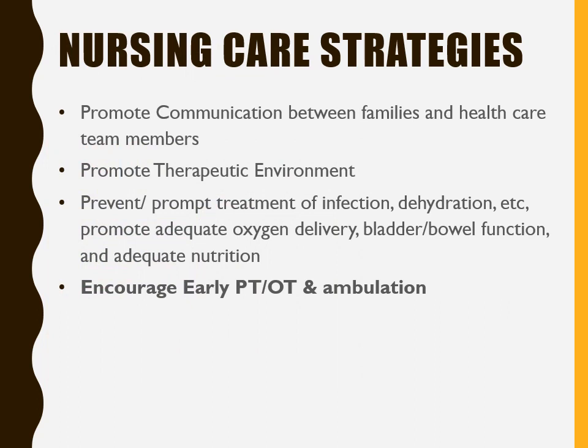Now, what do we want to do? We want to promote communication, which is very important. You want to promote that therapeutic environment. You want to prevent worsening of the condition. Sometimes people will get delirium because of oxygenation, so if that's the case, make sure that you have adequate oxygenation. Make sure that you're able to get them to the bathroom. If they have had surgery, get them up and walk them. You want early physical therapy, occupational therapy, or just even regular ambulation if they are not impaired in any way. So these are some of the things that we can do to prevent delirium from happening.